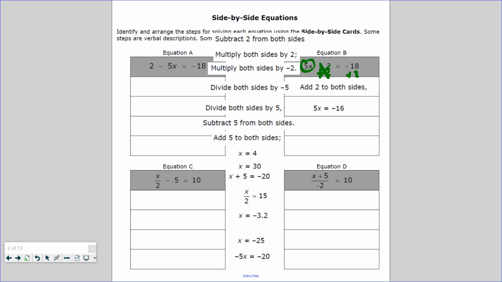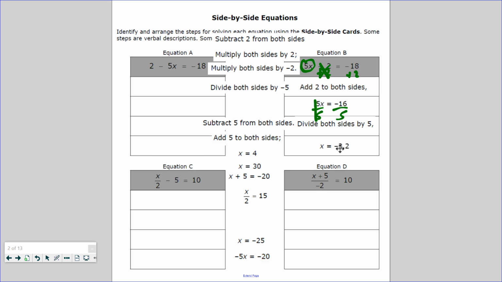Then I have 16 negatives, which I need to divide among the 5 x's. So I need to divide both sides by 5. Once I divide both sides by 5, this cancels. Which one shows x equals negative? Well, this is the only one that has negative 3 and 2/10. And that's the answer for equation B. Let's look at equation A. Well, let's go to equation C.